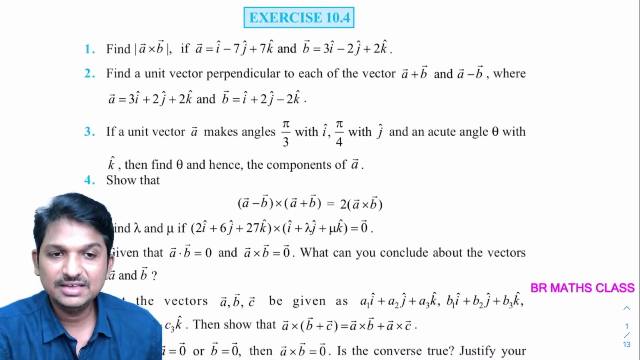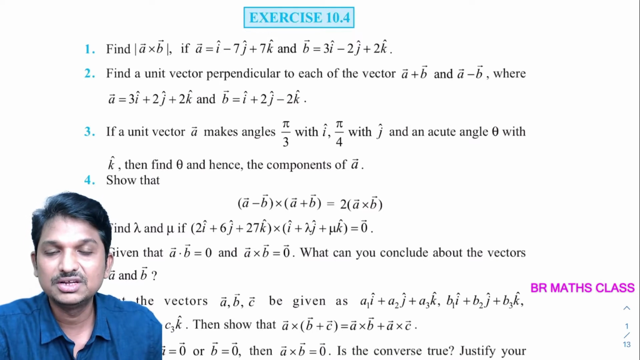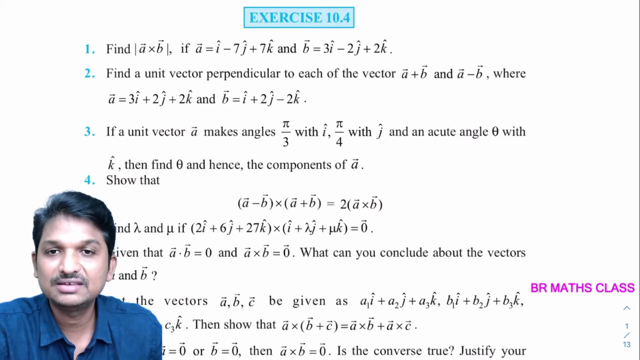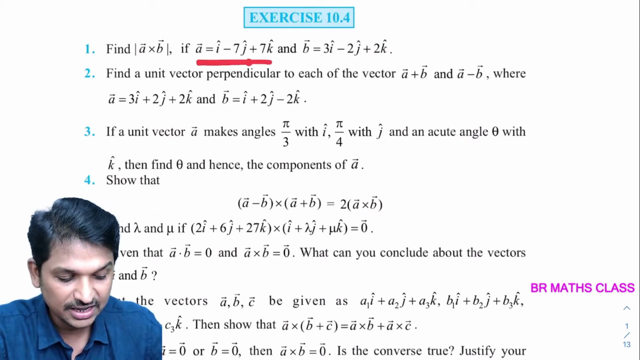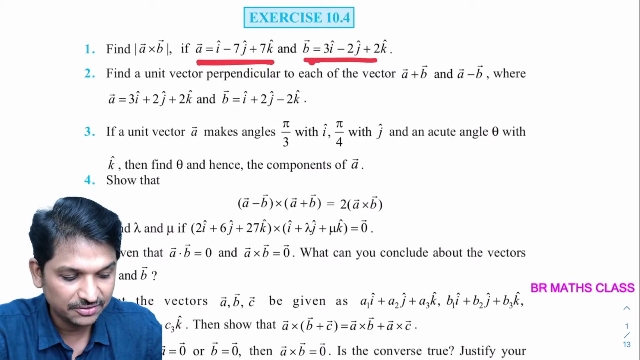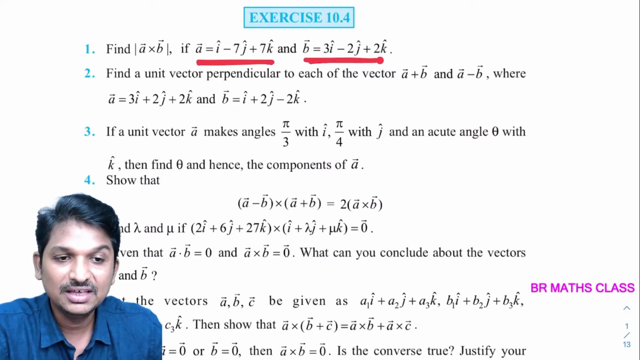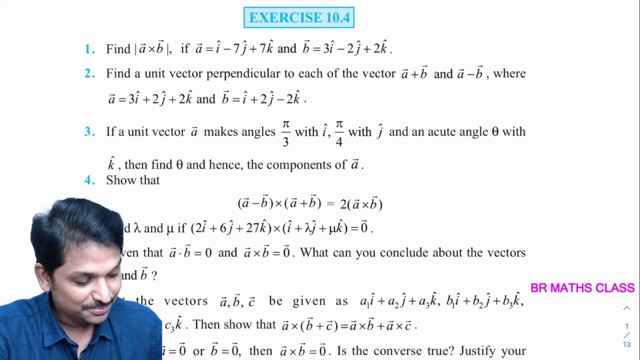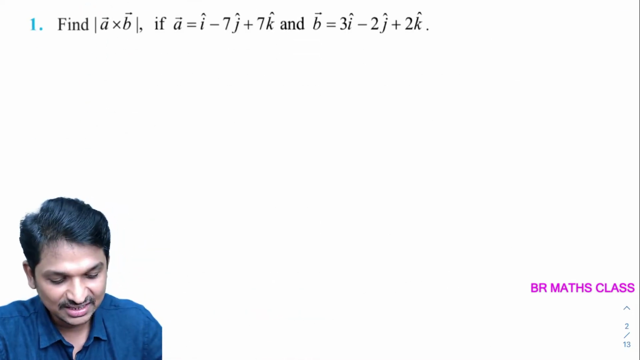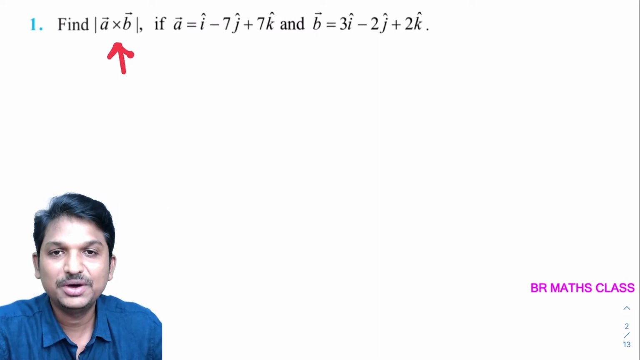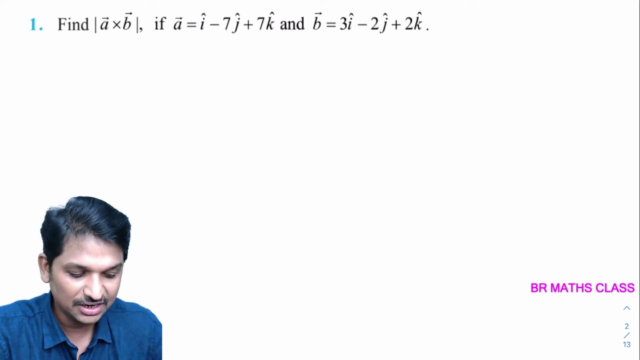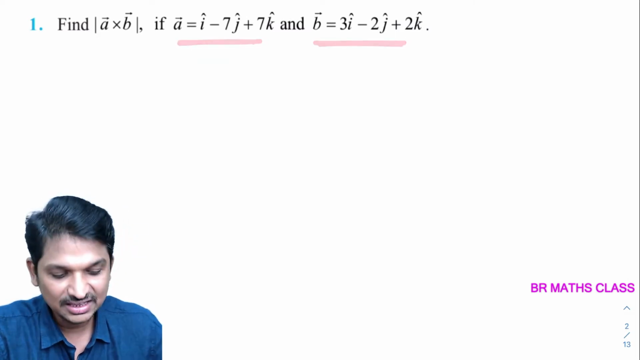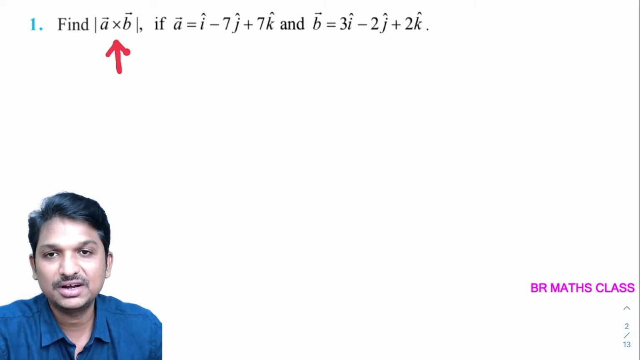All these problems are very easy when you are thorough with the 14 formulas that we learned in the last class. Okay, you see this is question number 1. What are they asking in this question? They gave the vector a bar and the vector b bar. They are asking us to calculate the magnitude of a bar cross b bar.